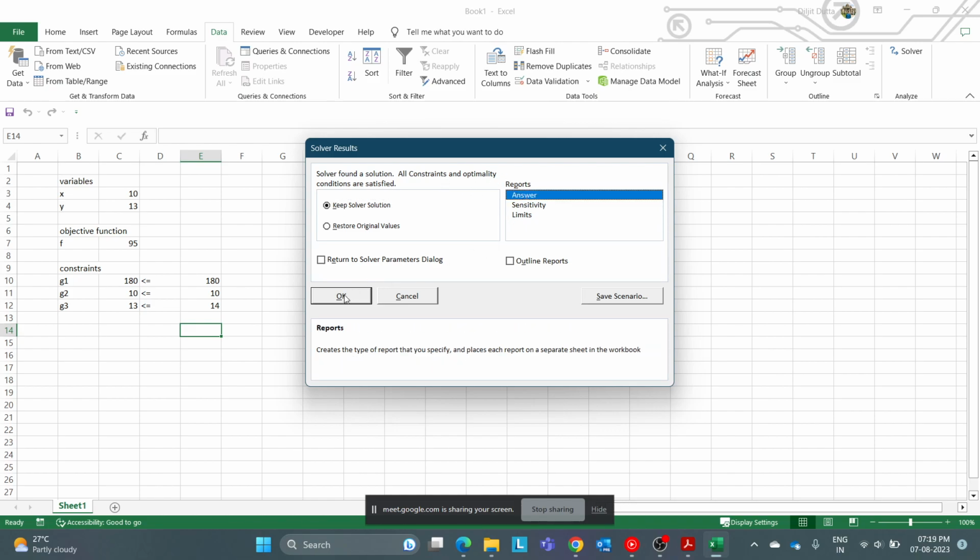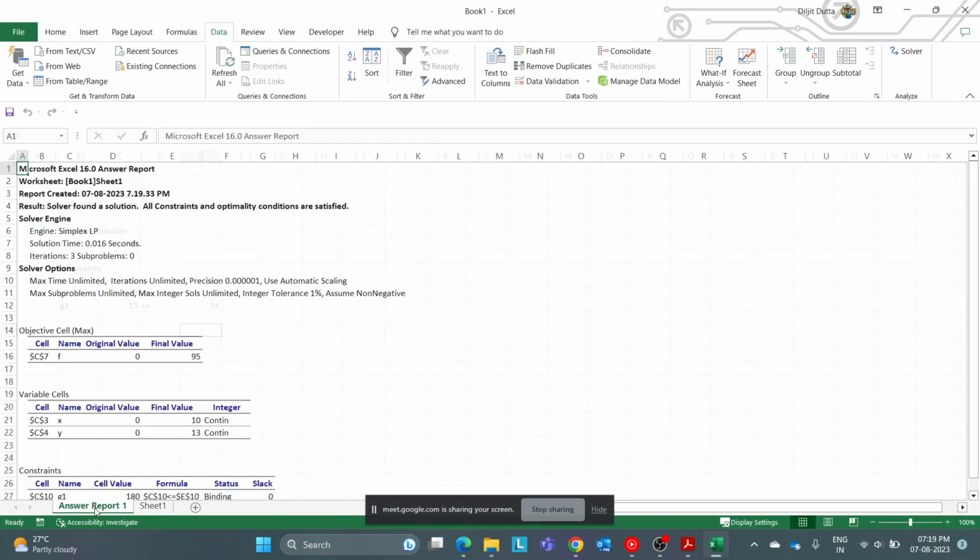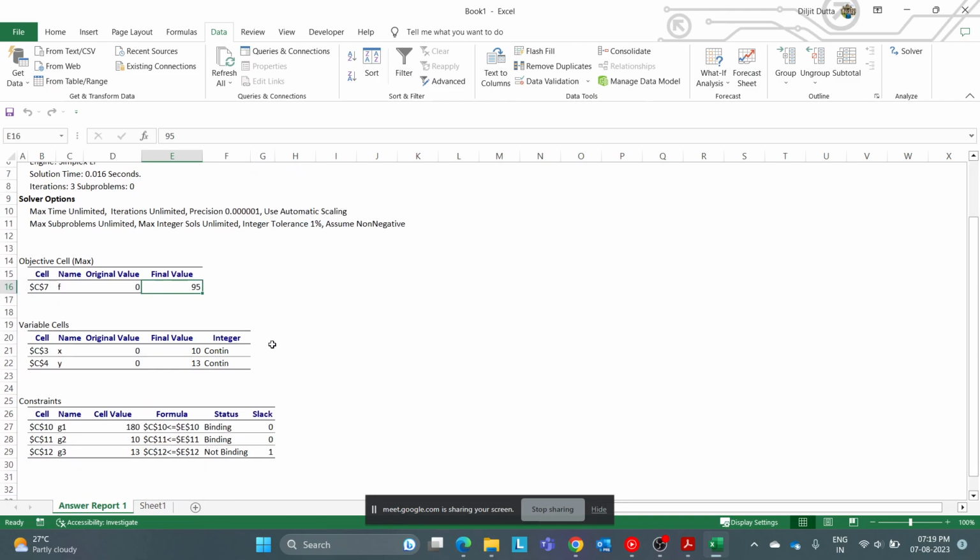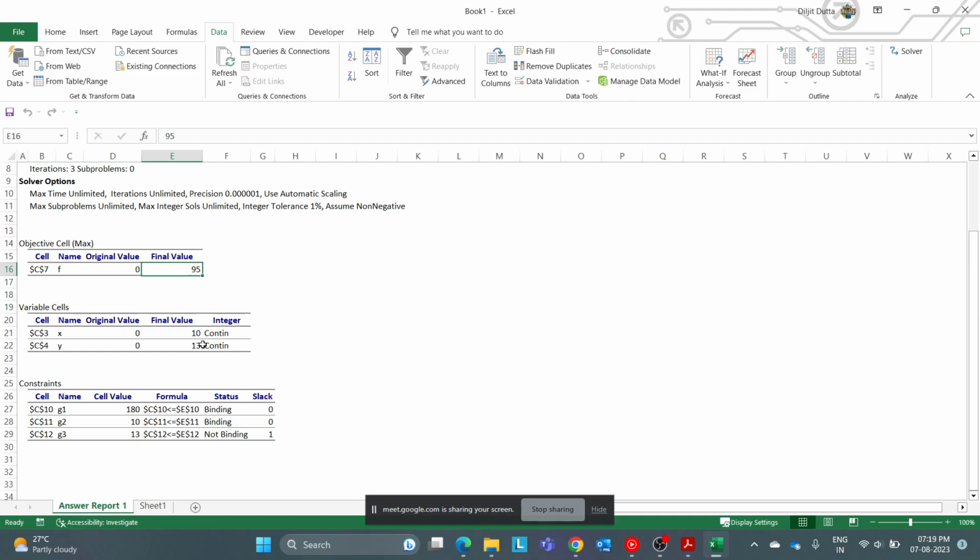What is the answer that we got? Go to the answer report. You can see here that the optimal value that we got is 95. This is the time required for solving, 0.000001 seconds. Precision is 0.00001, time is 0.016 seconds, and the value of x is 10, which we also got from the graphical method. The value of y is 13, and these are the values of the slack variables. These are the constraints, and the equations of the constraints are set here.